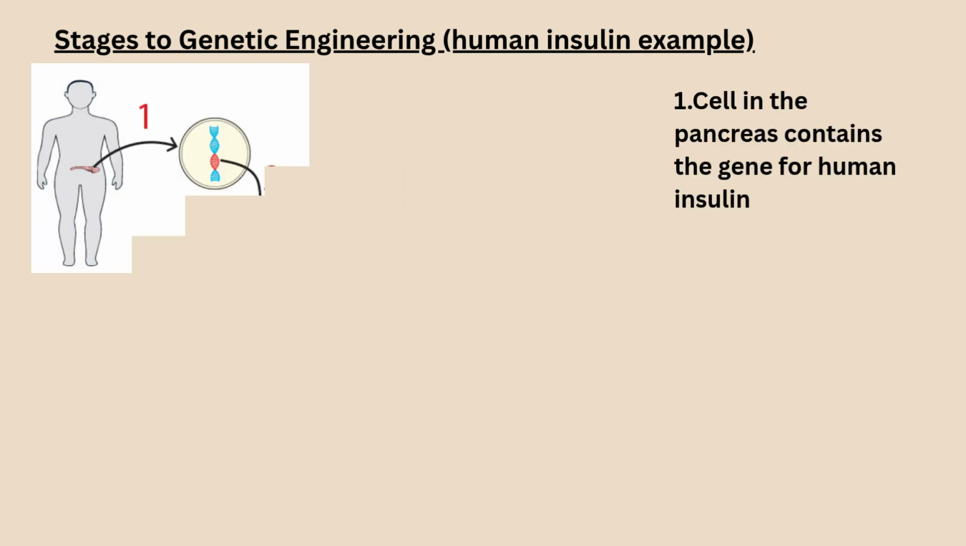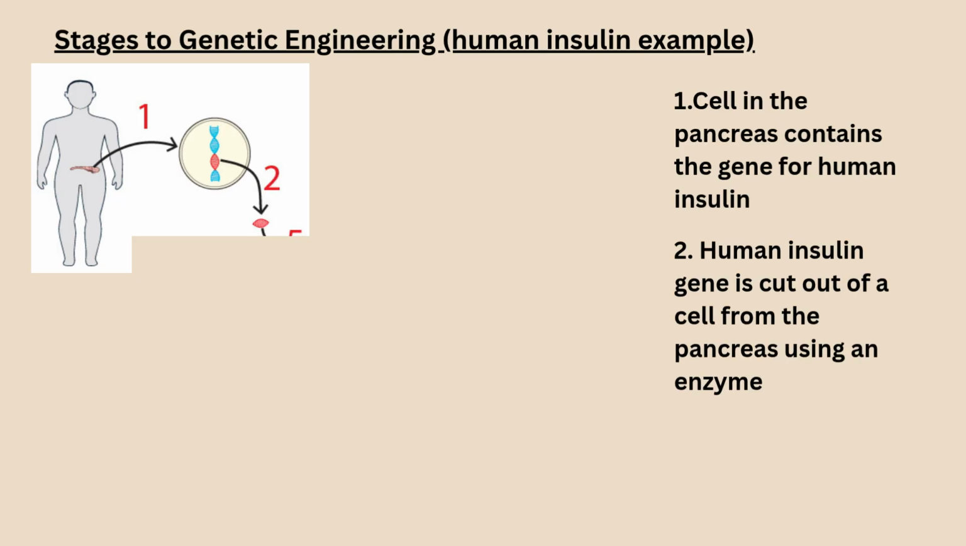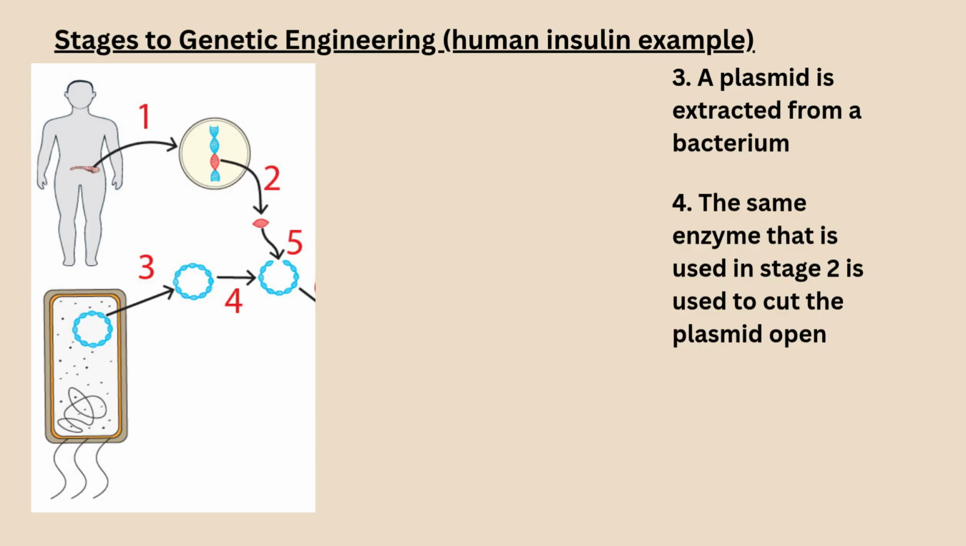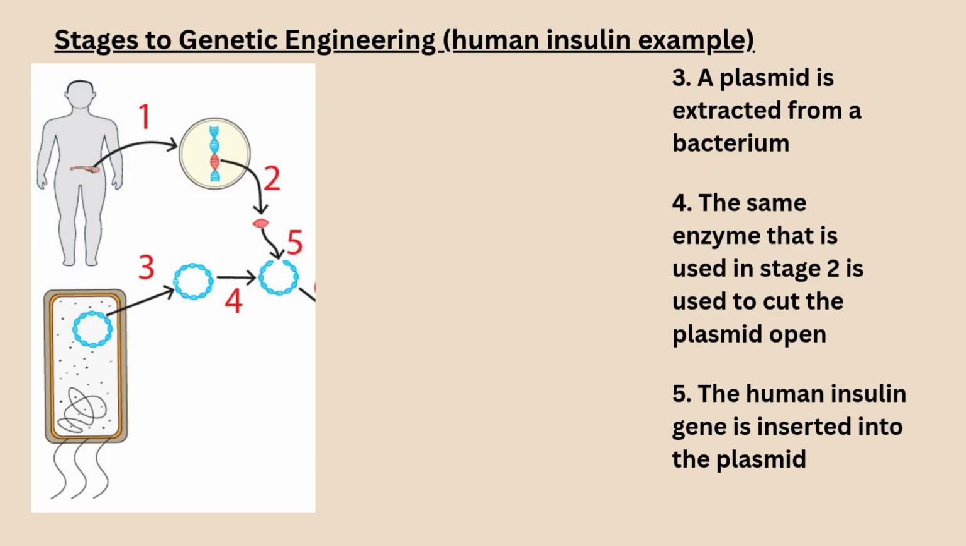The cell in the pancreas contains the gene for human insulin. The human insulin gene is cut out of the cell from the pancreas using an enzyme. A plasmid is extracted from a bacterium. The same enzyme that is used in stage 2 to cut the gene out is also used to cut the plasmid open. And then the human insulin gene is inserted into this plasmid.